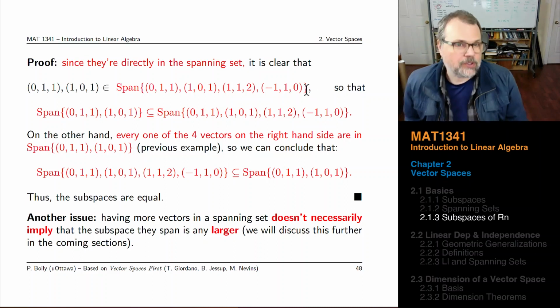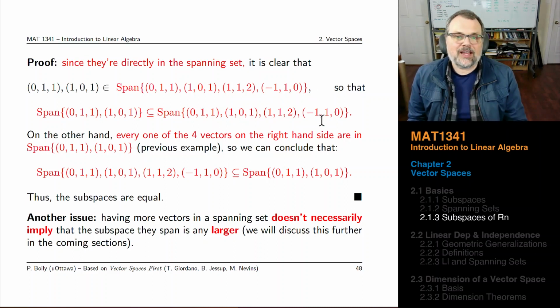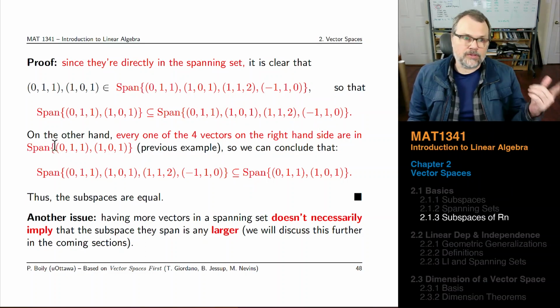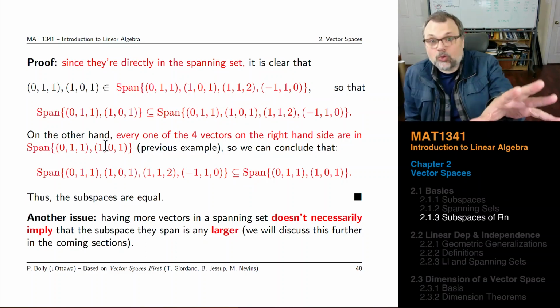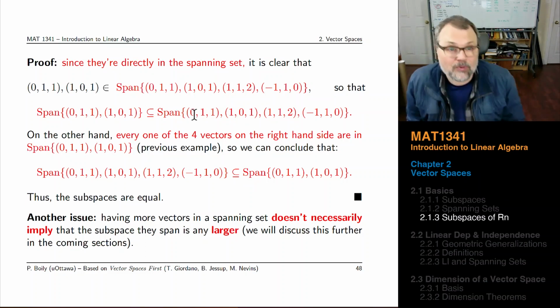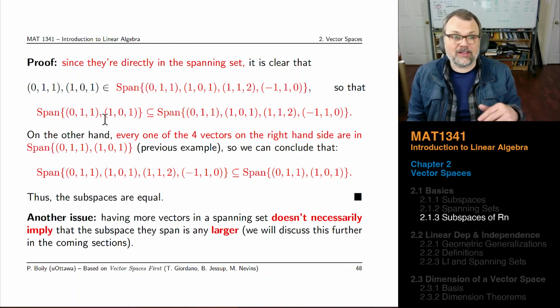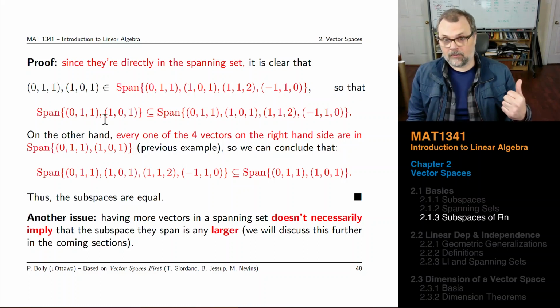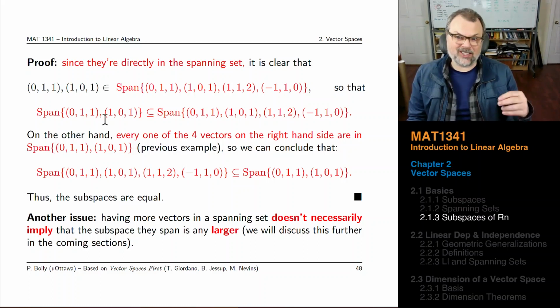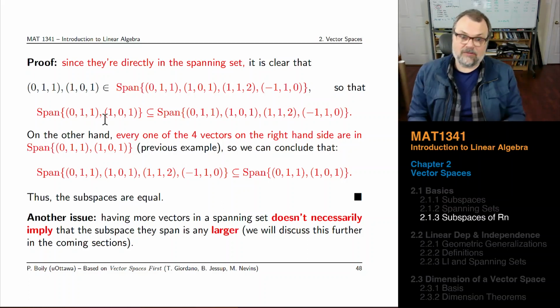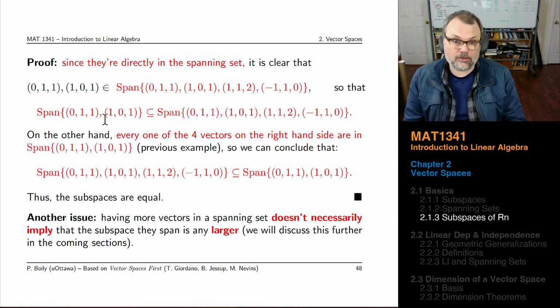We also happen to show that every one of the vectors in the second spanning set, there are 4 of them, are in the span of (0, 1, 1) and (1, 0, 1). We happened to do this exercise previously. So we were able to write every one of these 4 vectors as linear combinations of the only 2 vectors in the first spanning set. And that tells us that both spans are contained in one another, and so they must be equal. So the number of vectors in the spanning set does not necessarily tell you something about the size of the subspace that is spanned by the vectors.